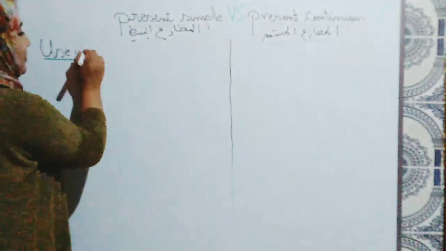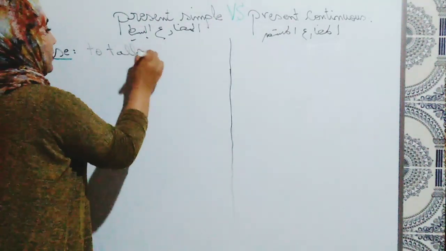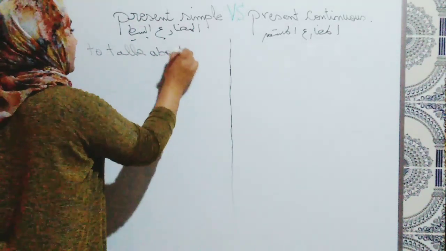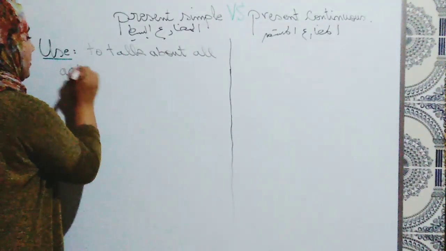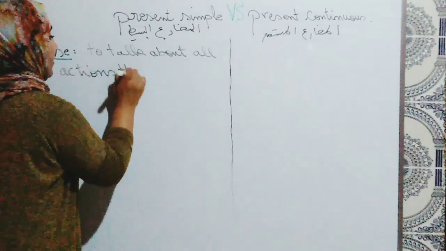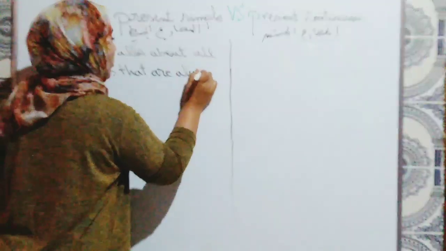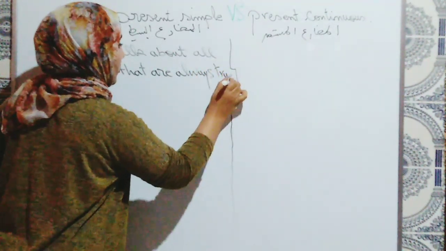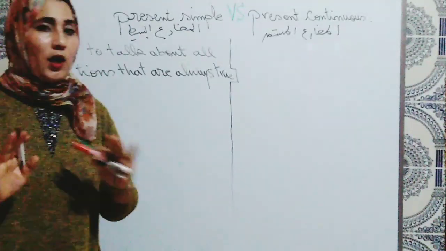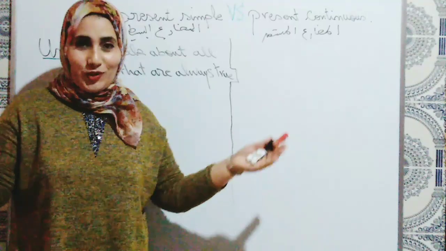So for present simple, it's used to talk about all actions that are always true. Okay? Talk about all actions that are always true means things that are true in general.